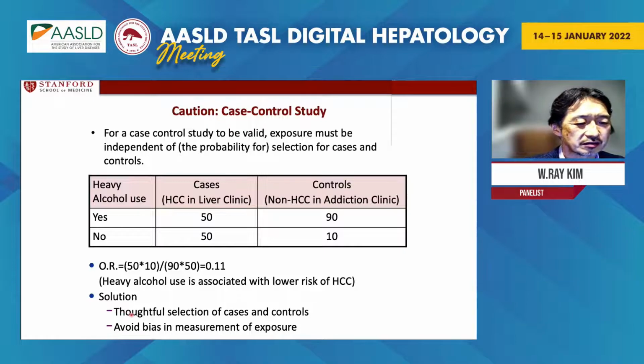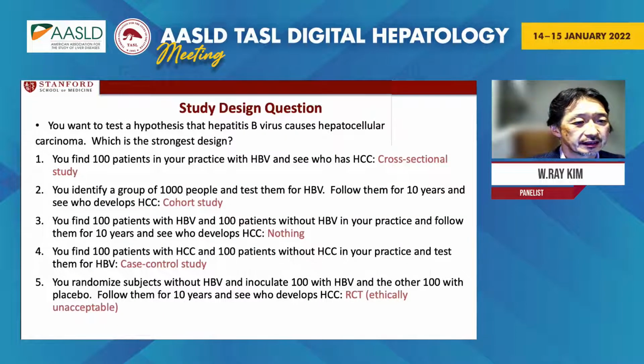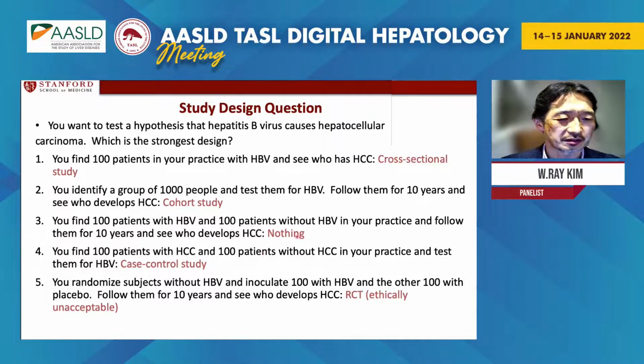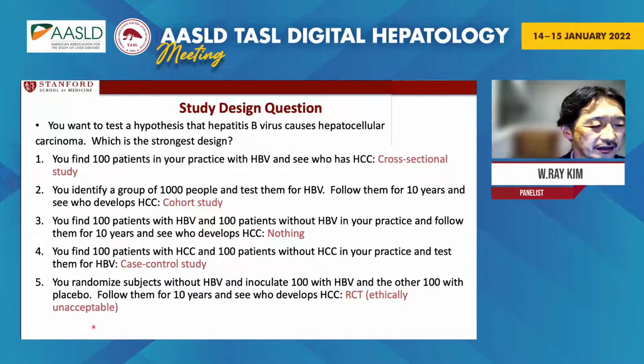The solution is you need to have a thoughtful selection process for cases and controls and avoid biases in measurement of the exposure. So I'm coming back to the study design question. The first answer, this is a cross-sectional study. The second is a cohort study. Number 3 is, this is not a study. I hope you don't do something like this. Number 4 is a case control study. Number 5 is a randomized control study, but ethically unacceptable. So the strongest design may be a randomized control study, but this study cannot be done. And so the second best might be a cohort study.